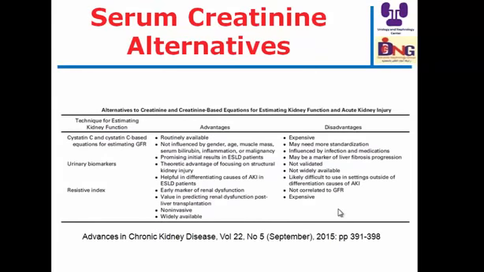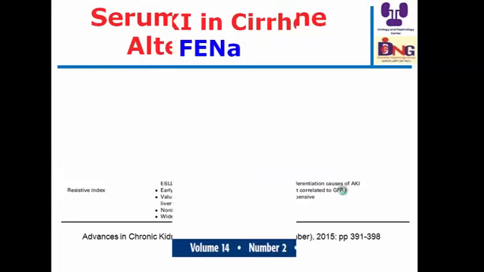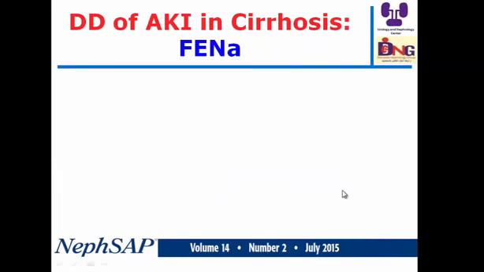So we may think of alternatives to creatinine like cystatin C, urinary biomarkers, and resistive index, and these are the advantages and disadvantages of each one of them. I am going to concentrate on FeNa. What is FeNa? It is the fractional excretion of sodium. How to calculate FeNa? By dividing clearance of sodium by clearance of creatinine. So it is U sodium multiplied by plasma creatinine, serum creatinine, divided by U creatinine multiplied by plasma sodium.